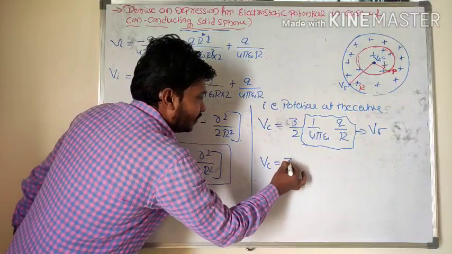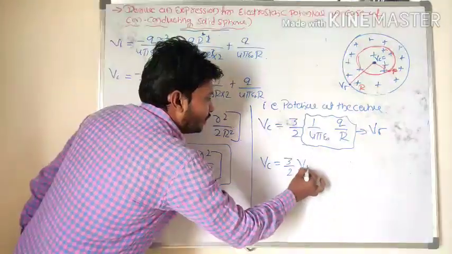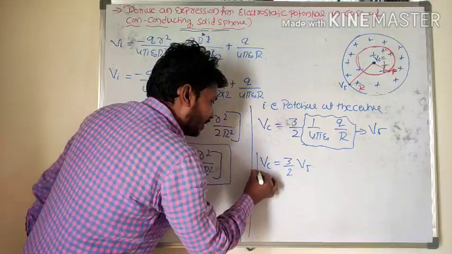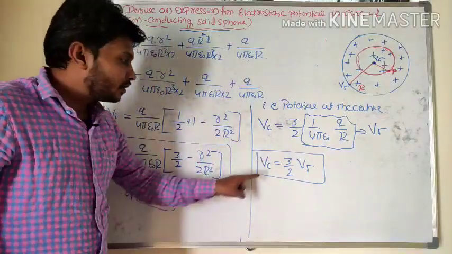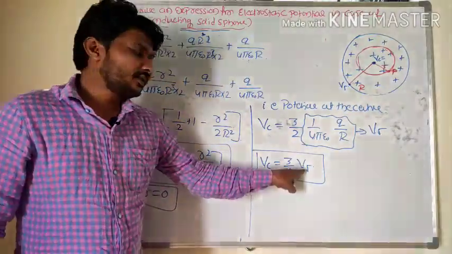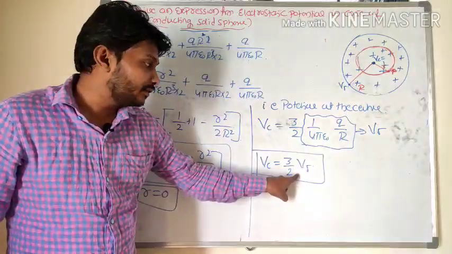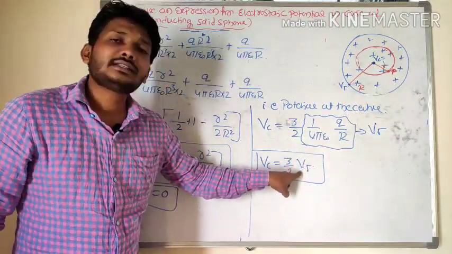V of c is equal to what? 3 by 2 into V of s here. So what is the value here? V of c is equal to 3 by 2 into V of s, or 3 by 2 means 1.5 times the potential at the surface.